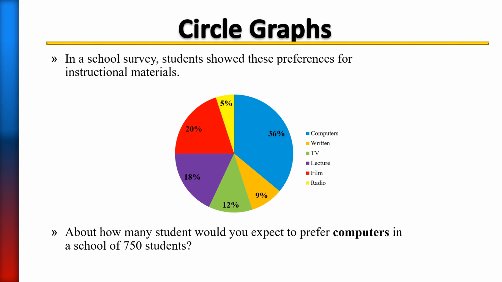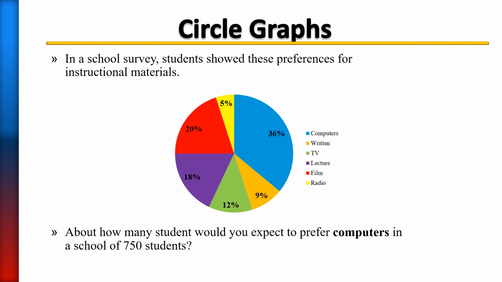So what we want to know then is, since computers, if you notice on the circle, computers represent 36% of the whole, 36% of that 360 circle. So what you want to know is, what is 36% of the 750 students? And that will give you the number of students who preferred computers. So again, take out your calculators, and all you have to do is type in 0.36 times 750.